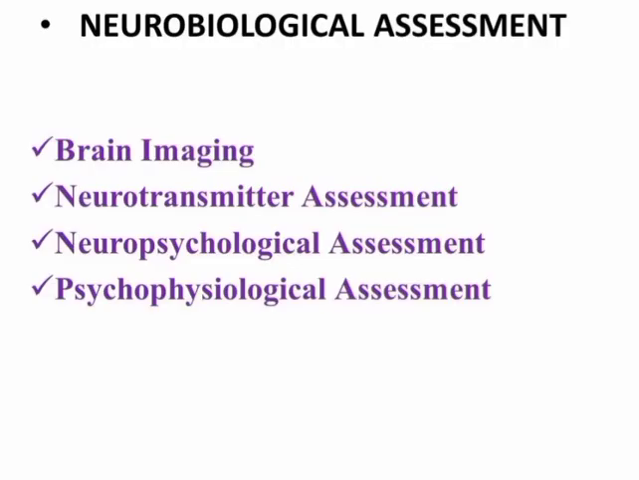So now we have reached the section called the neurobiological assessment. Now, we will be looking at four areas in particular. For example, brain imaging, neurotransmitter assessment, neuropsychological assessment, and psychophysiological assessment.